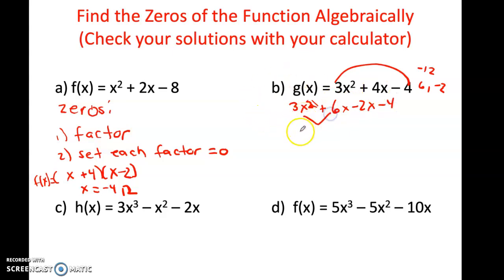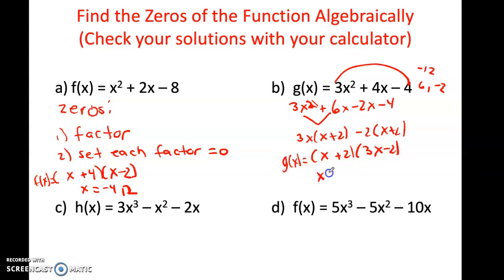Take out the GCF, 3x times x plus 2. Take out a -2 and you're left with x plus 2. Take out the common binomial, x plus 2 times 3x minus 2. Set each, and again, this is all g of x, set each of these equal to 0. So x equals -2, and then x equals 2/3.